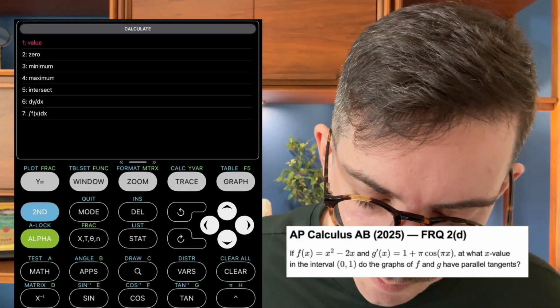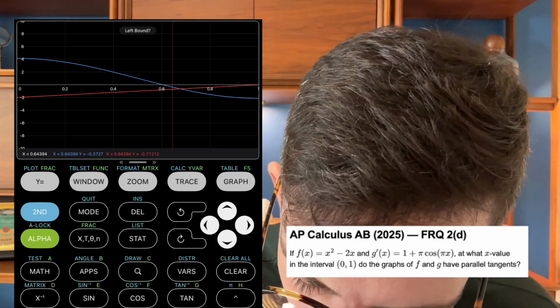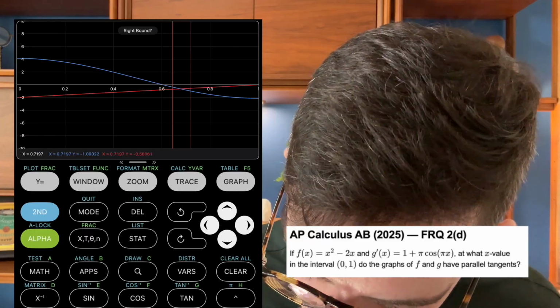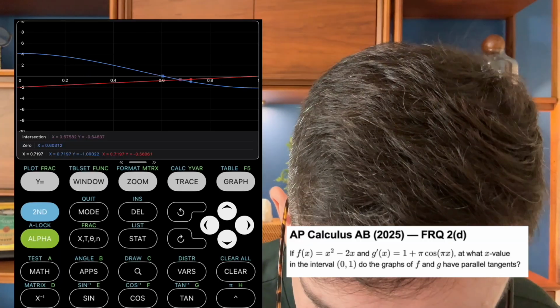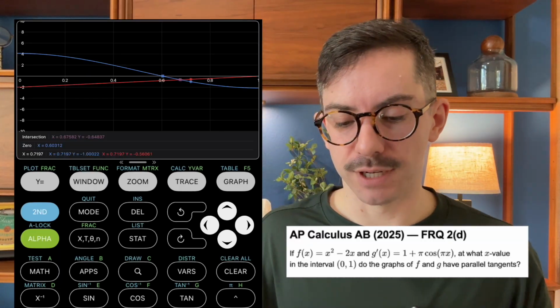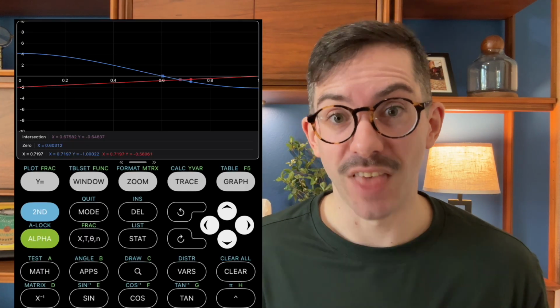Second trace to bring up calc. Hit 5 for intersect. And now here I'm doing left bound, right bound. It's giving me that intersection at x equals 0.676. We could do it on our physical calculator. It would just require picking a first curve and a second curve, that sort of thing.